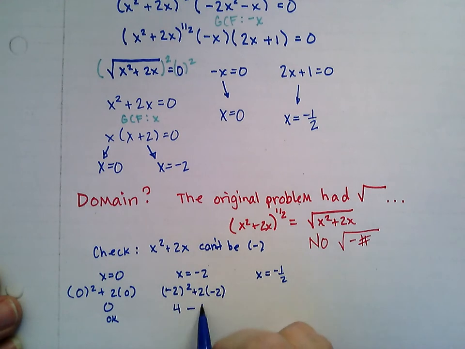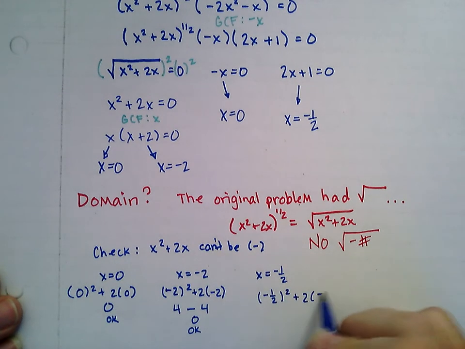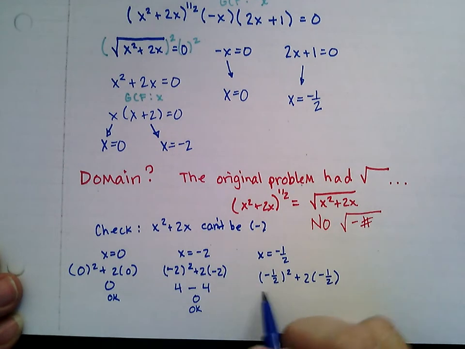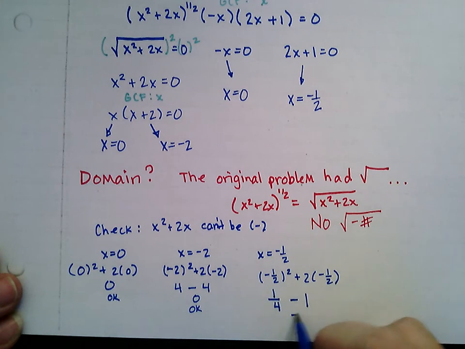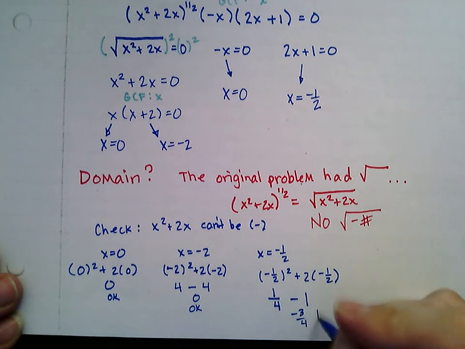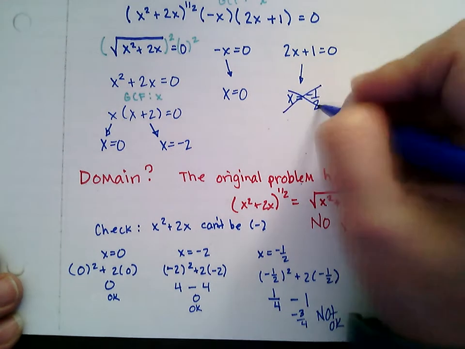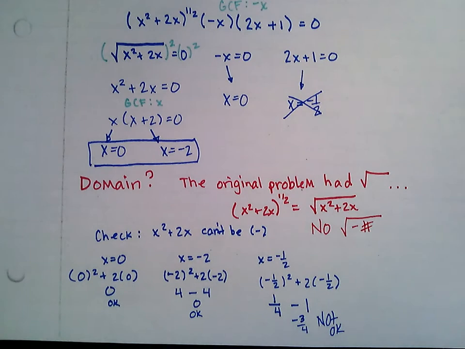That's 4 minus 4, which is 0. That's okay. Now negative 1/2: negative 1/2 squared plus 2 times negative 1/2. Negative 1/2 squared would be negative 1 times negative 1, which is 1, over 2 times 2, which is 4. And then 2 times negative 1/2 is negative 1, which gives me negative 3/4. That is not okay. So this x equals negative 1/2 is extraneous. So we only really have the two solutions of x equals 0 and x equals negative 2.